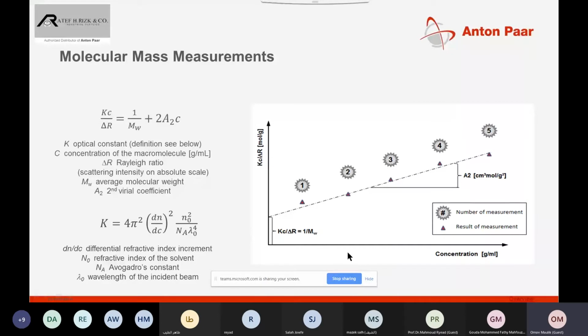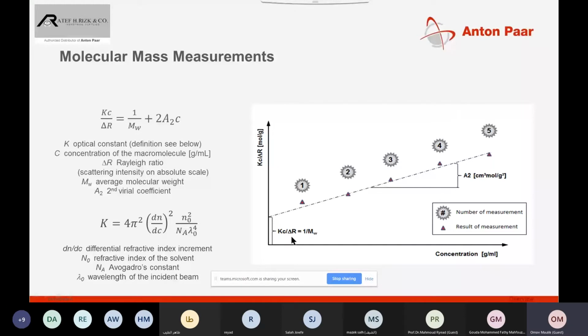When we plot concentration versus the Kc by delta R curve, you can see this linear curve, and the Debye equation is an equation of a straight line, where you can see the intercept. If you compare it with y equals mx plus c, the intercept, c, is given by the inverse of the molecular mass. So you can take the intercept of it, invert it, and you can get the molecular mass of that particular system.